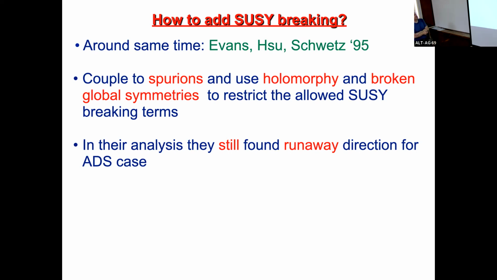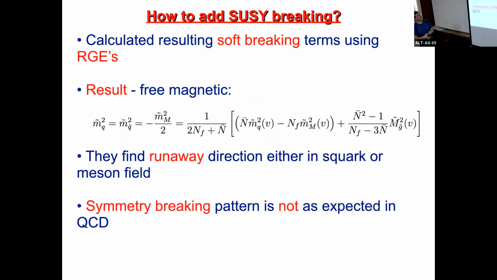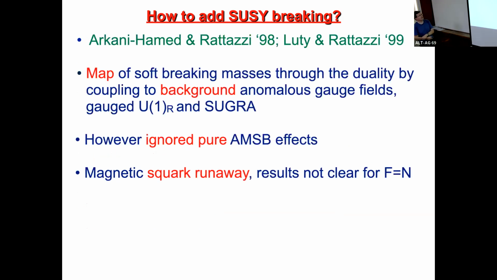But for example, in the first paper, we still found the runaway direction for the ADS case. Now, Xinxia Cheng and Yael Shadmi were the next who started seriously considering this, and they considered this as a version of gauge mediation, and then tried to actually calculate what the soft supersymmetry breaking terms are, both in the electric and the magnetic side, and it was pretty nice. Because it was coming from gauge mediation, they were able to get some of the soft breaking terms using some RGs, and they found the runaway direction for the case of the duality either in the squark or the meson. Okay, and the symmetry breaking pattern wasn't quite as expected in QCD.